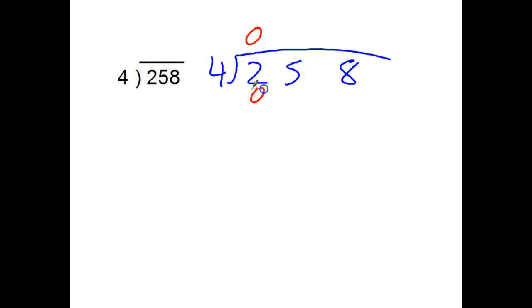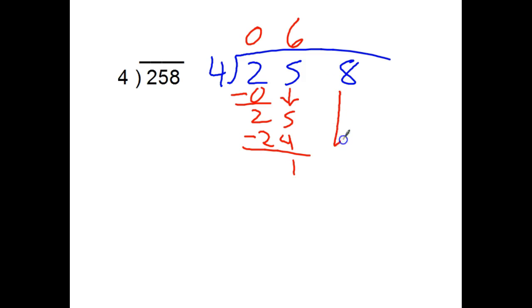Just try some straight up division here. I think I'm going to rewrite it just to make mine a little bit bigger. 258 divided by 4. No 4s in 2. 6 4s in 25, I'm pretty sure. 4, 8, 12, 16, 20, 24. There we go.